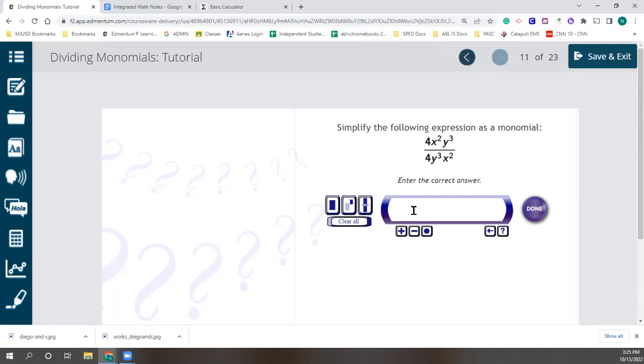Simplify the following expression as a monomial. 4x squared y3 divided by 4y3 x squared. Okay, we can still do that. Divide the coefficients. 4 divided by 4 is 1. So I'm going to leave that blank. I'm going to put them in order. X, what is 2 minus 2? That's 0, so I'm going to leave it as x. y3 minus y3 is also 0. So I believe this is simply xy.